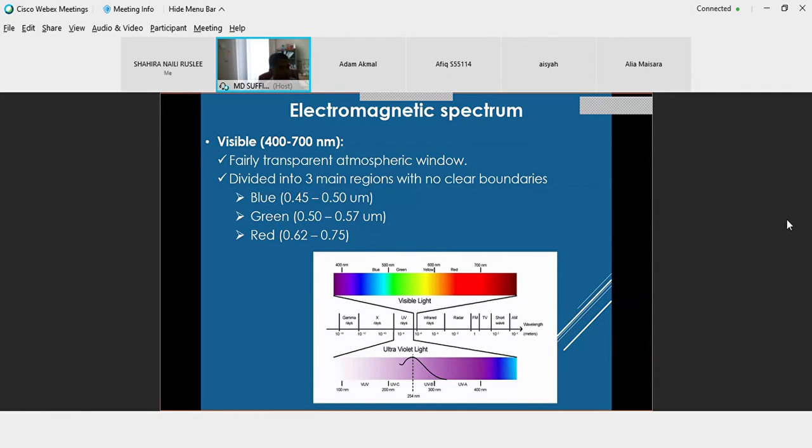Tapi dalam remote sensing biasanya kita pecahkan kepada 3 saja, blue wavelength, green wavelength, and red wavelength. So blue, kalau you tak perlu ingat daripada 0.45 until 0.5. So biasanya we just consider the blue is from 0.4 or 400 to 500 nanometer, green from 500 to 600 nanometer, and red from 600 to 700 nanometer. Sebab apa? Sebab dia punya boundary tu dia tak berapa clear di antara spectral wavelength.